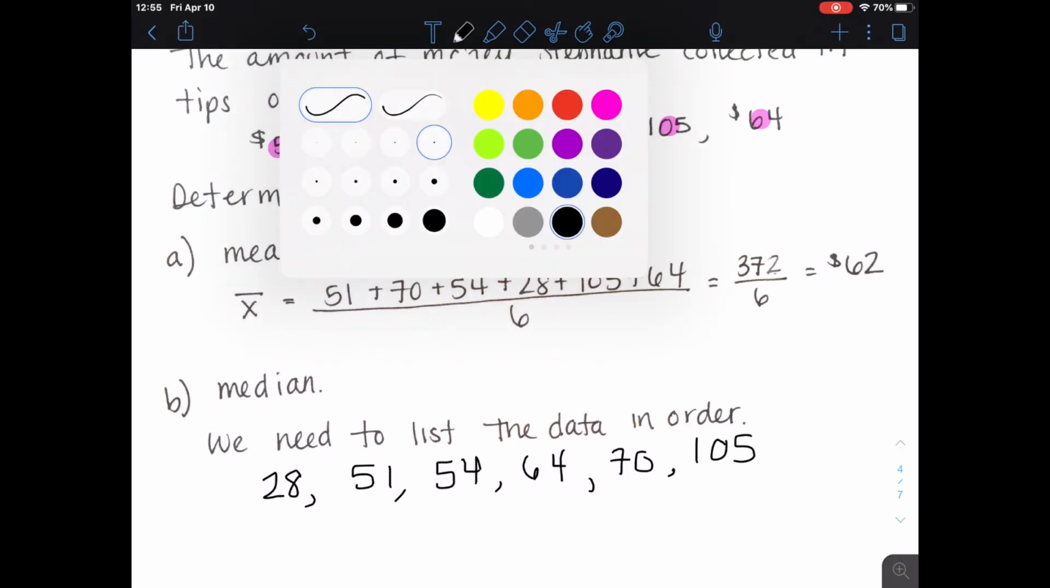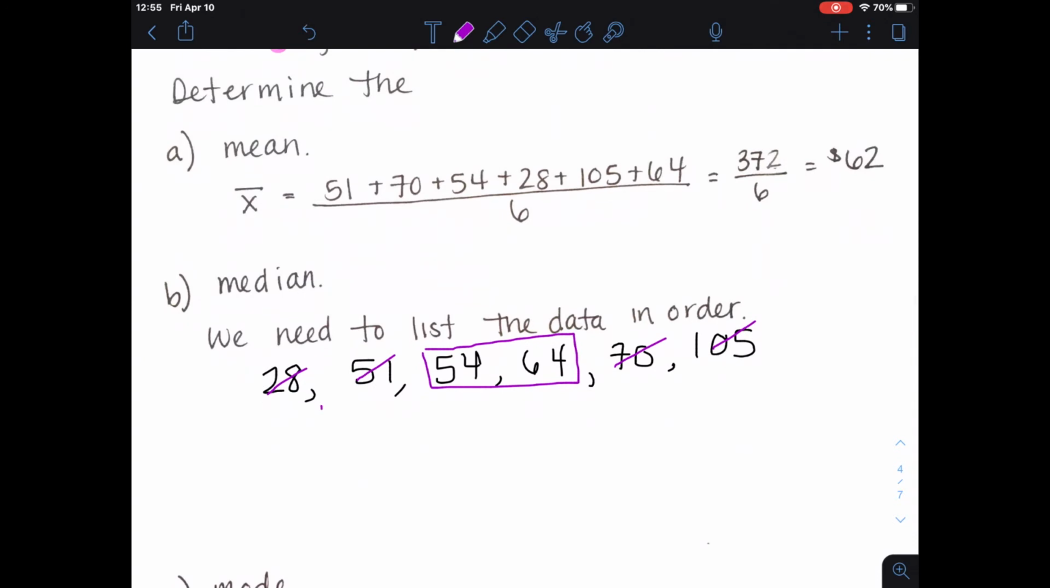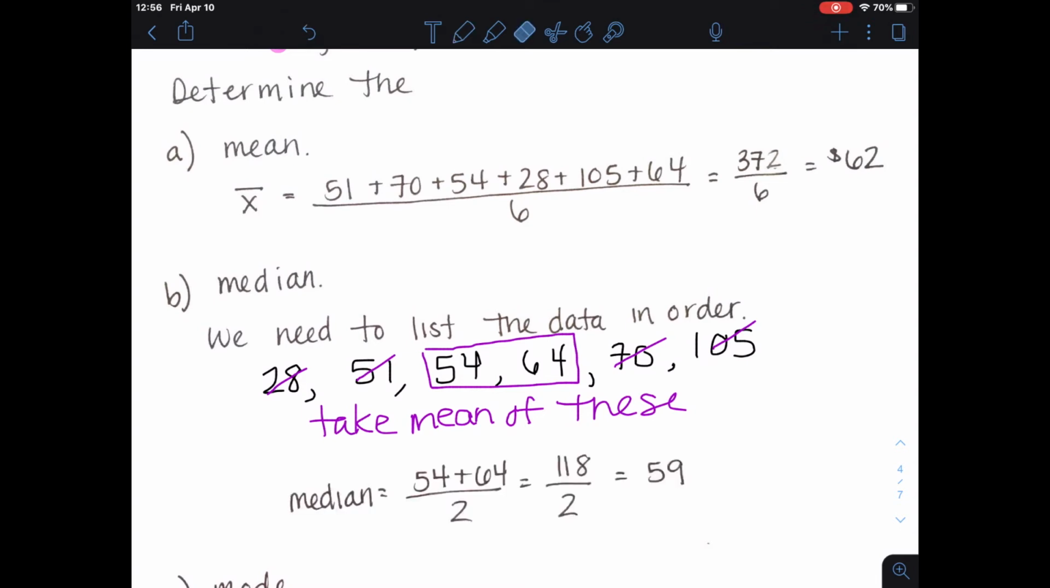So I want to see what's in the middle. If I knock off one at each end and keep that process, I can't knock off these two because then I have no points left. So because I have an even number, I've got 2 that are in the middle. I want to take the mean of these. So the median is going to be the sum of these, 54 plus 64 over 2. So halfway in between 54 and 64 is going to be 59. So our median for this problem will be 59.